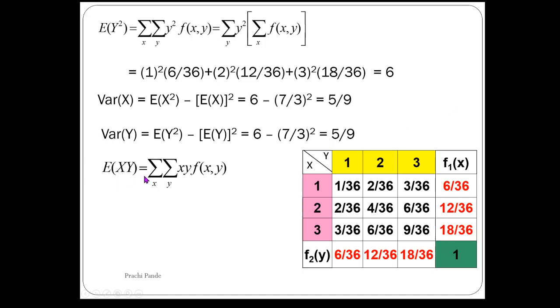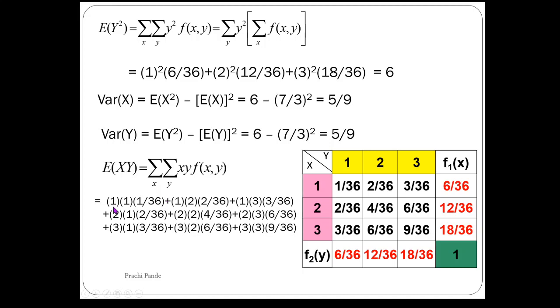Now expectation of xy is equal to double summation over xy of xy into f of xy. So substitute the values of x and y and multiply it with the corresponding probability. So when x1 y1, probability is 1 by 36. When x1 y2, probability is 2 by 36. When x1 y3, probability is 3 by 36. In this way we have to calculate it for all the 9 values and take the summation of this. We will get expectation of xy is equal to 49 by 9.